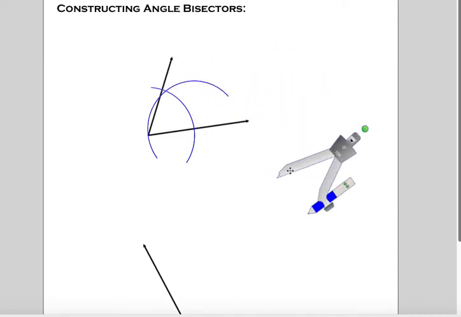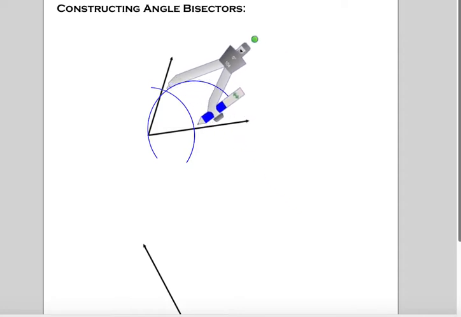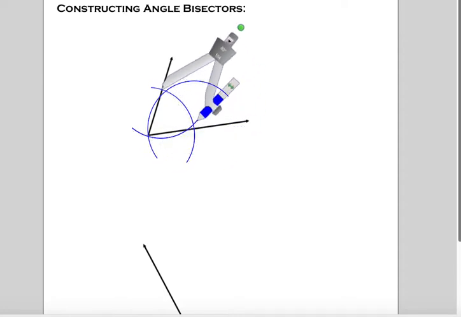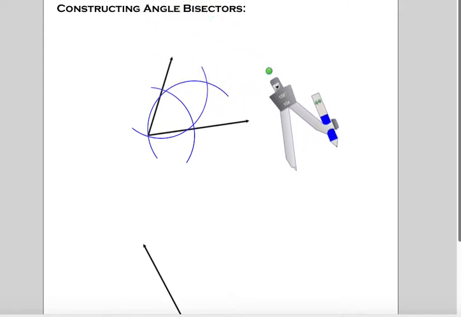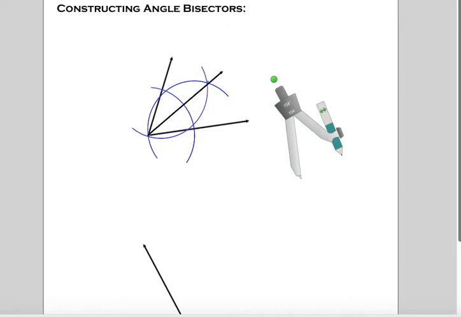And flip it around, but don't change the opening. Go to where the original arc hit the original left side of the angle and make a half circle going towards the other side of the angle. And you can see where these are crossing. These dots are where you want to connect. It should also go through the vertex of the angle.